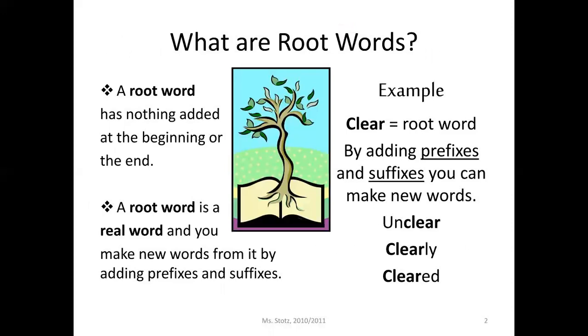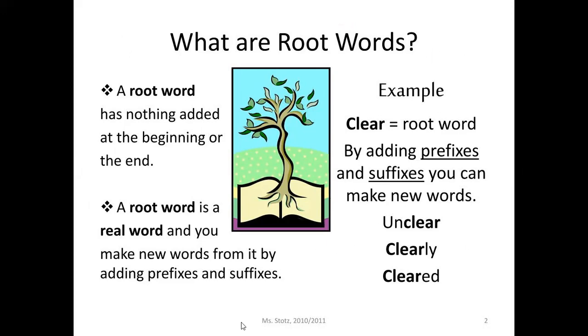Now let's talk about the root word. What are the root words? The root words are the base words. That means the word without any endings, without any prefixes or suffixes. So the root word has nothing added at the beginning or the end. The root word is a real word or the base word, and you make new words from it by adding prefixes and suffixes.